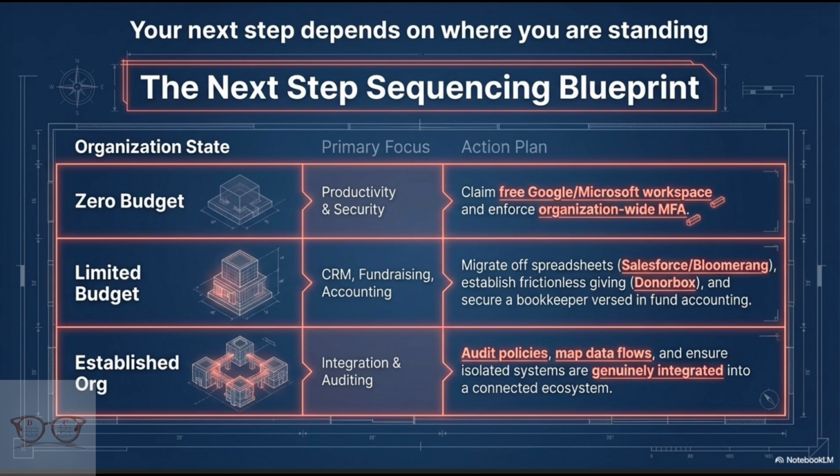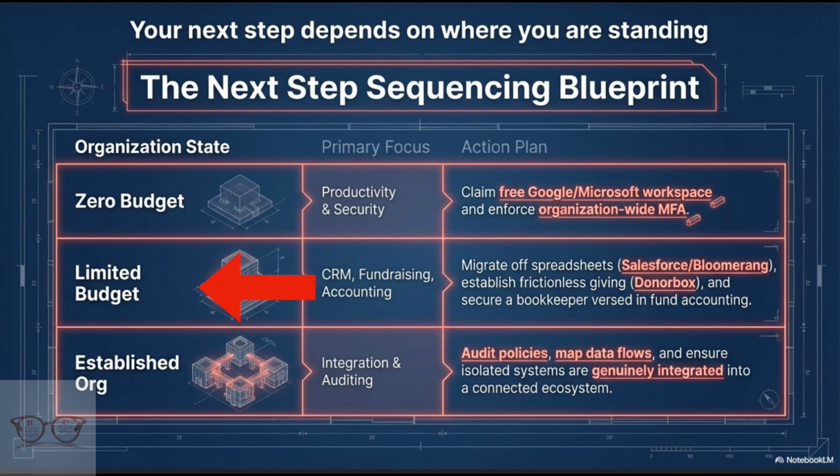The next step. Not every organization needs to tackle all 6 pillars at once. Here's how I think about it. If you're a small team with essentially zero budget, focus strictly on productivity and security. Claim your free Google or Microsoft workspace and turn on multi-factor authentication. That's it. That's a starting move. Then use spreadsheets for contact management, donor management, donations management, grant tracking. Consider free software for bookkeeping if the budget will not cover QuickBooks, Xero, etc.